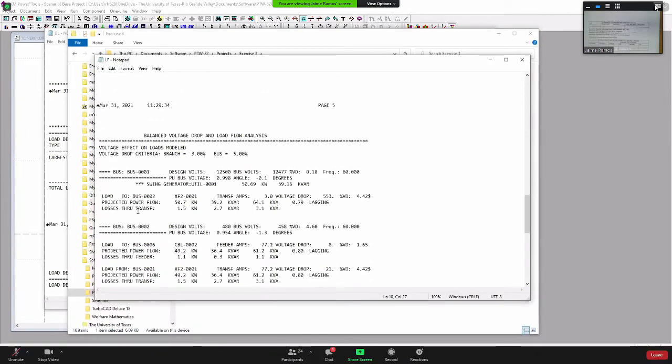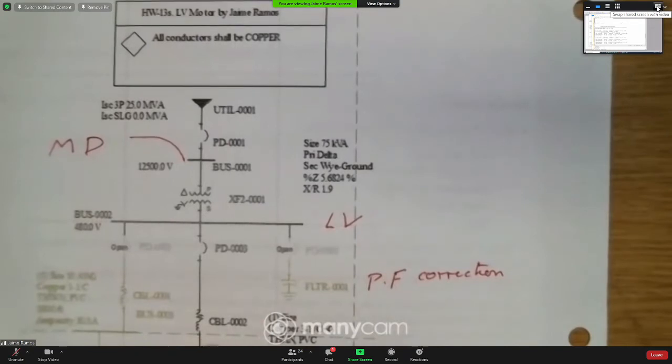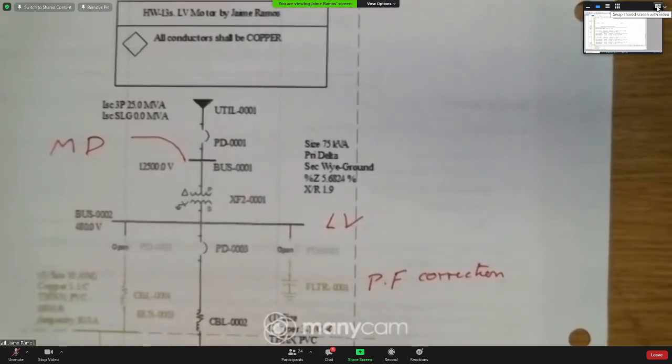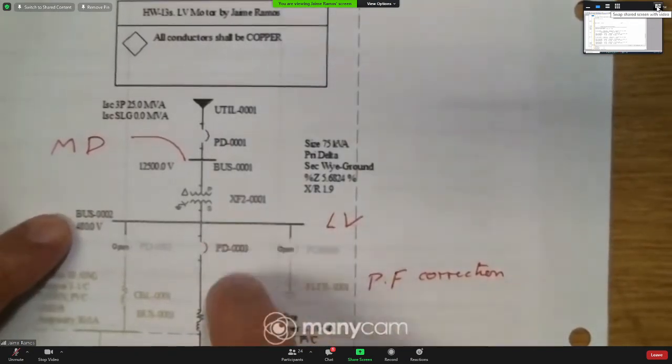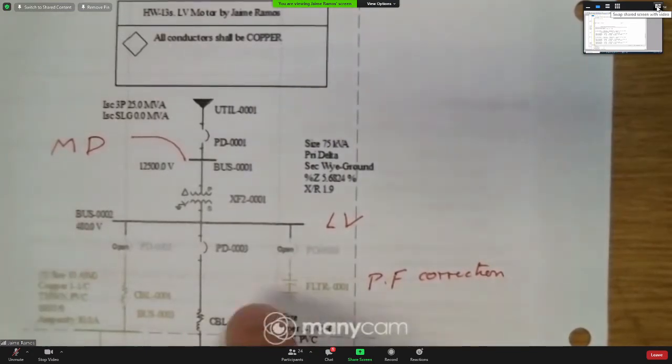Balance voltage. Okay, so here is bus number 1, bus number 2. So where are we? This is bus number 2. And then what's under bus number 2, further ahead from bus number 2, is the motor.